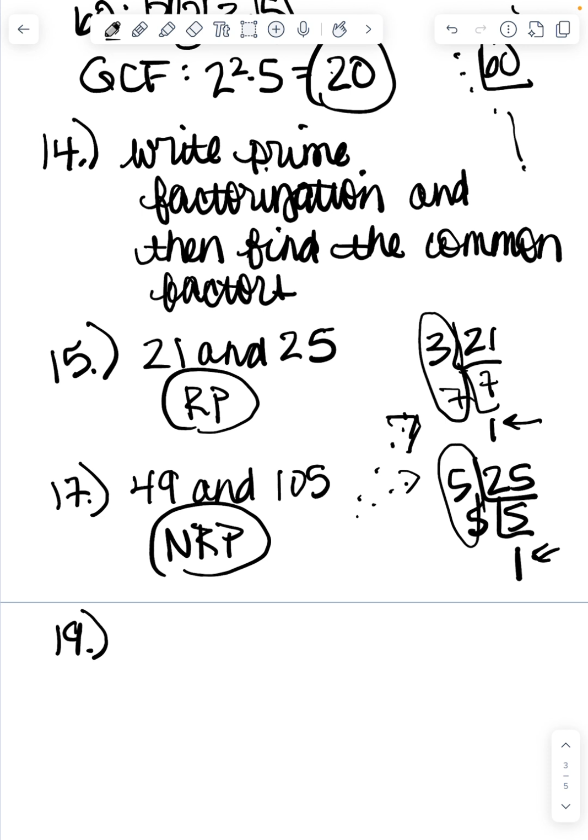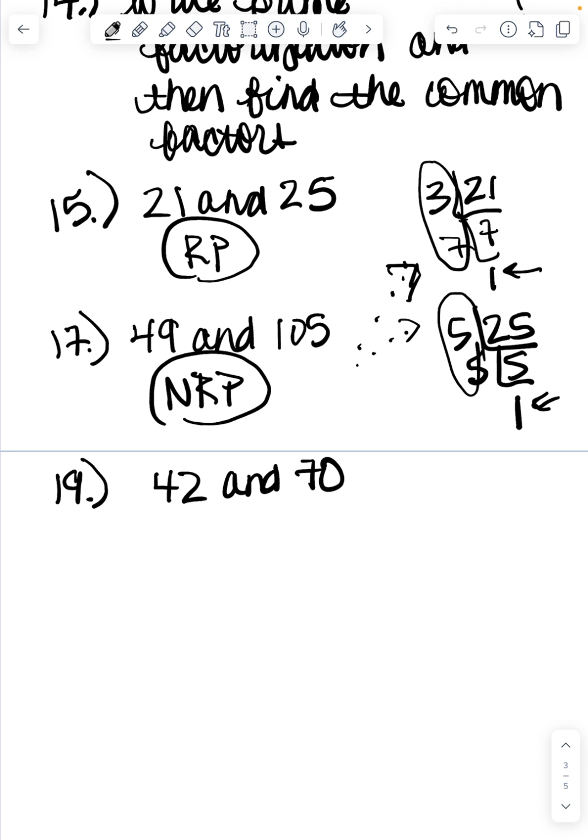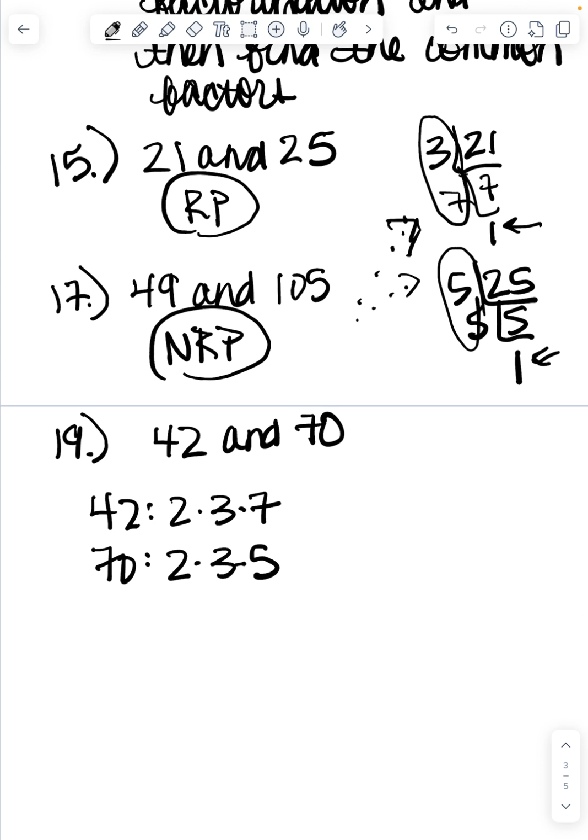Number 19, find the GCF of the given numbers. So 42 and 70. Okay, so 42 is going to be, I can take out a 2. That leaves me with 21, which is a 3 and a 7. So 2 times 3 times 7. For 70, I can take out a 2, which leaves me with 35, which is 5 times 7. Okay, so that's what you would do if you're doing it in your head.